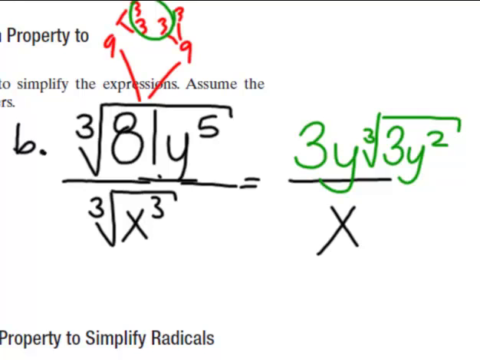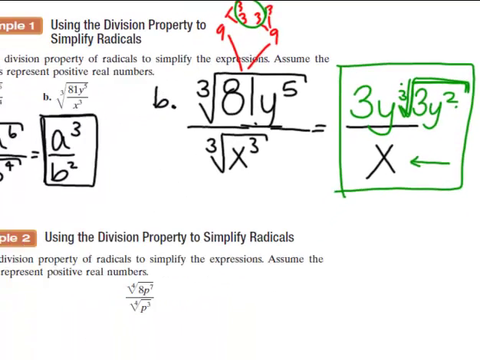So before we box this up, make sure it meets all of our conditions. This 2 right here is smaller than the index of 3, so we're good with that. There is no fraction inside of the radical, so we're okay with condition number 2. And then finally, there are no radicals in the denominator. So that means that we are done.